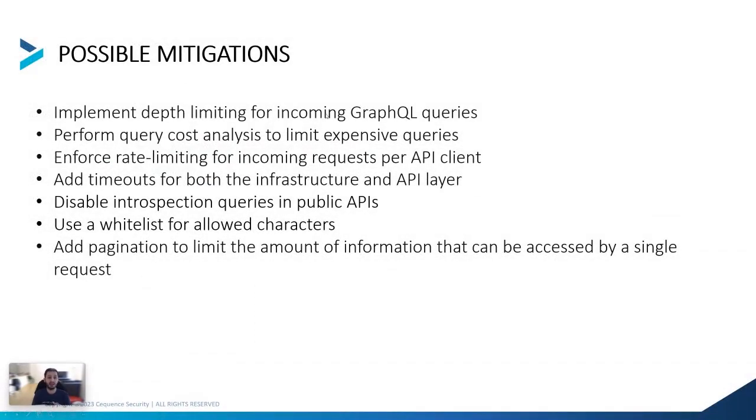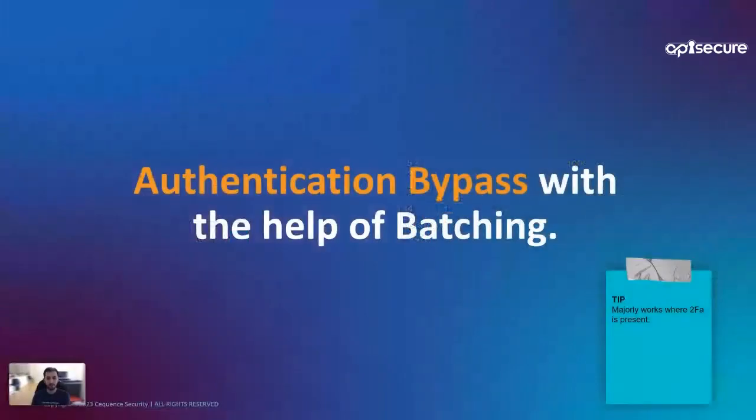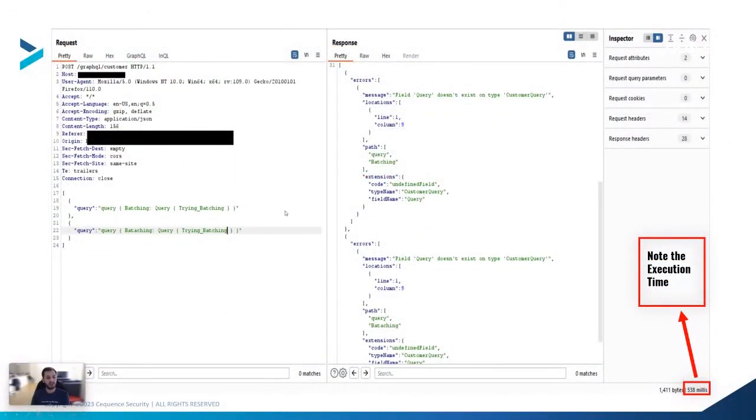So what are the possible mitigations for all these vulnerabilities? First of all is implementing a depth limit for incoming GraphQL queries. What is depth limiting? Let me give you an example, which will make it much clearer. Here you can see we have two queries, and inside the query we have batching, and again in batching we have a query. Now, how do you know this? Once you have the docs, or if you have the introspection vulnerability, you know what schemas to call and how to call them. If not, you can just give this and figure out if there is a vulnerability or not.